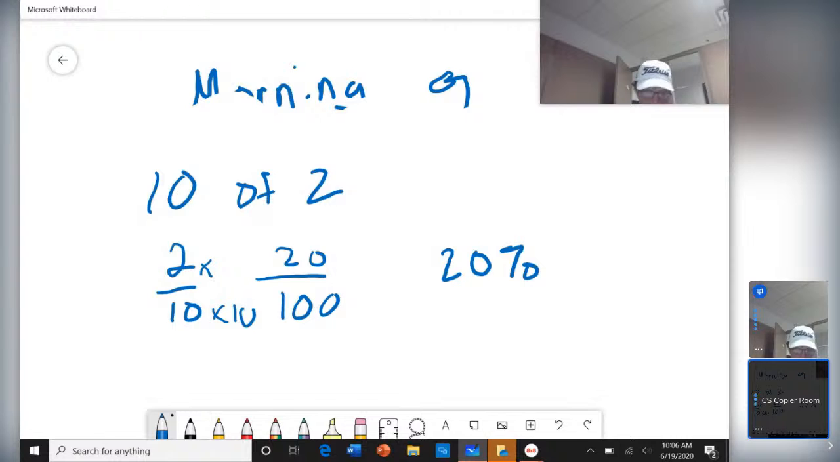Or once again, we can divide 10 into 2. And we know 10 doesn't go into 2, it's too big. So you put a decimal, bring a 0 down. And 10 goes into 20 2 times for 20%.